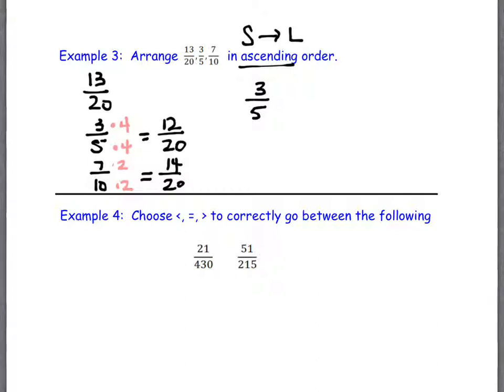What's the next one that's the next largest? 13 over 20. If you want, you can put a comma here and write 13 over 20. If you want, you can put a less than sign and put the 13 over 20. It doesn't matter, but you could use either one of them. I'll be consistent and use the same thing. And then the largest one then would be 7 over 10. Exactly.